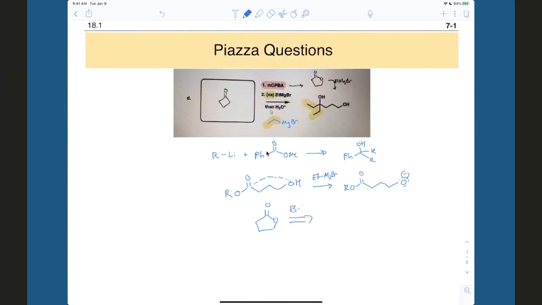If you imagine the Baeyer-Villiger going backwards, we just need to remove this oxygen and turn it into a ketone. And you'd get something like that, which is what's written in the box.